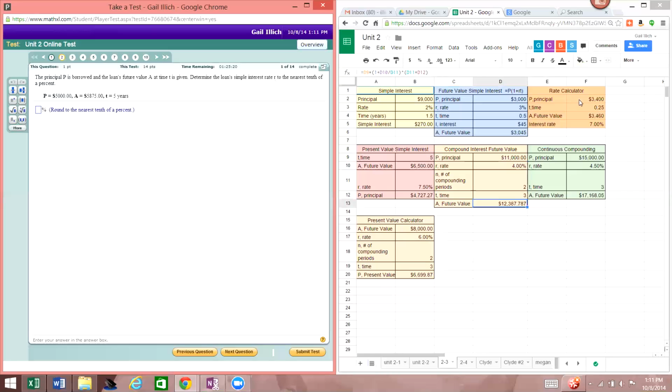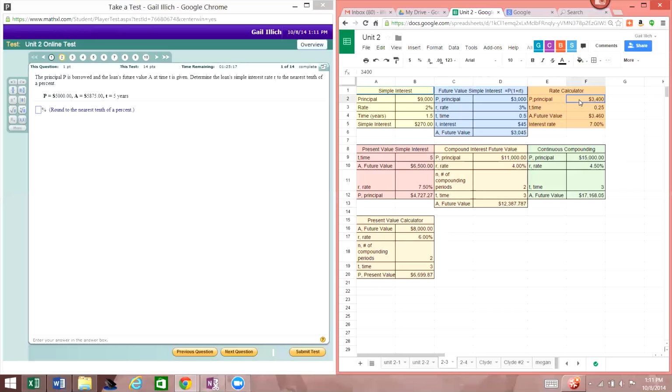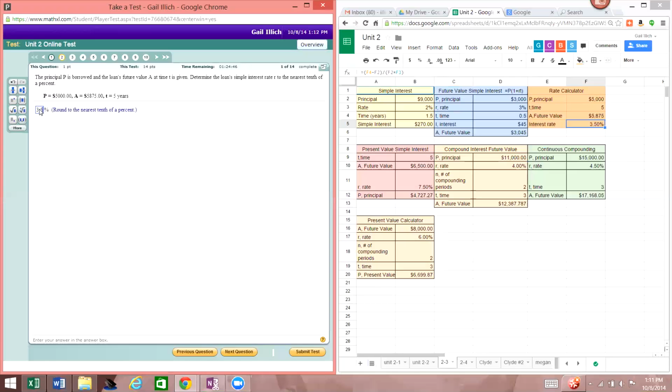Is everybody okay? Yep. You're making us sweat. Here's the thing that might help. Notice you're given P, A, and T. P is the principal, A is the future value, and T is the time in years. So the thing that's missing is the R. So 5,000, the time is 5 years, the future value is $5,875. And so it looks like we've got 3.5%. Everybody okay? Sure, we can't see what you typed in though.